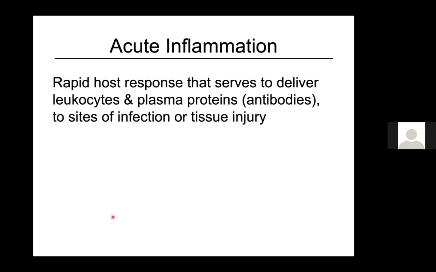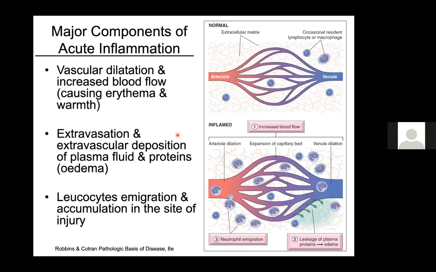So finally, as I'm winding down, just talking a bit more about acute inflammation. We've already described all this, and we've seen how this occurs. It's a rapid host response, which serves to deliver leukocytes and plasma proteins. In the context of an infection, the important plasma protein here would be an antibody, right? To sites of infection or tissue injury. And you know the effector function of antibodies, how it helps to get rid of infection. I think I've already alluded to this.